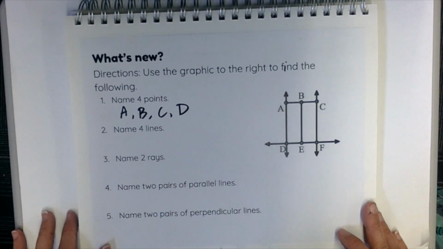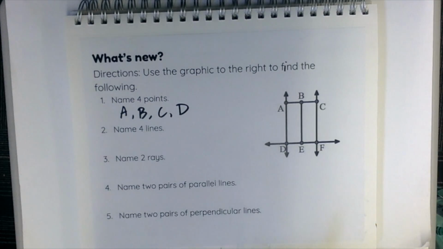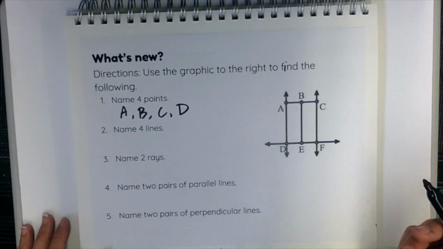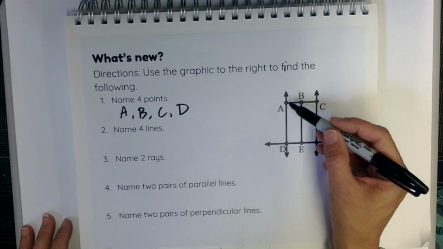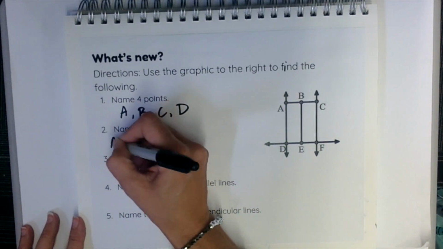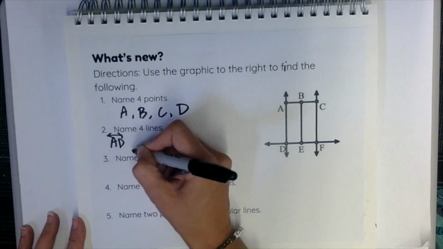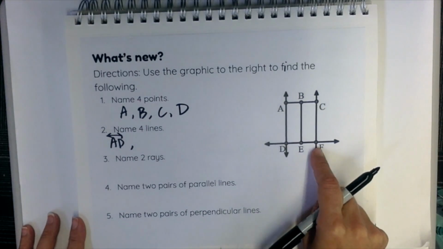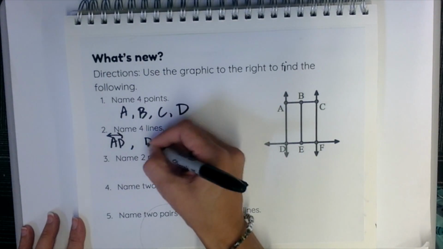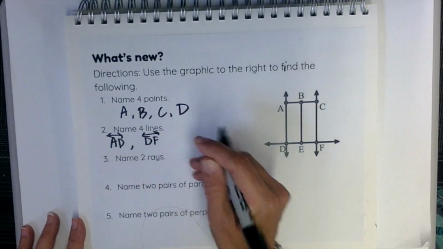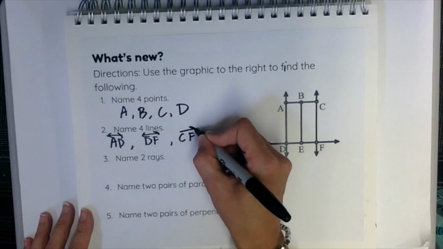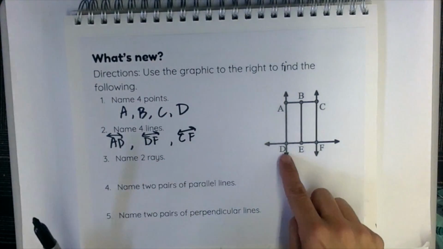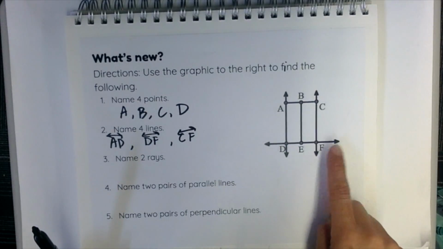Name 4 lines. So remember, lines go off, they're not segments. They go off in either direction. So let's see if we can do that. Okay, so I see line AD. I see line DF. I see line CF. And let's see. Now, we've done here and here and here.